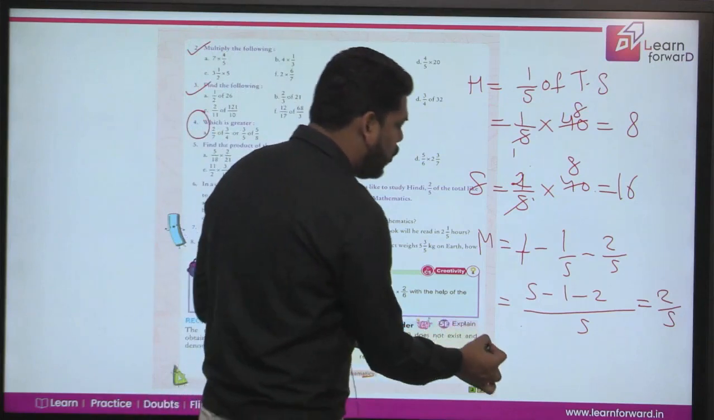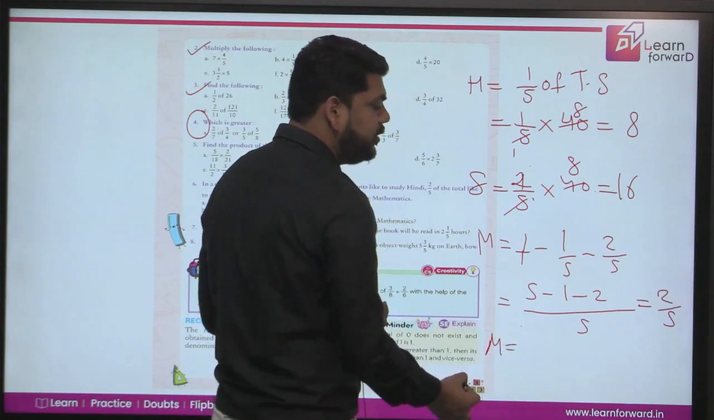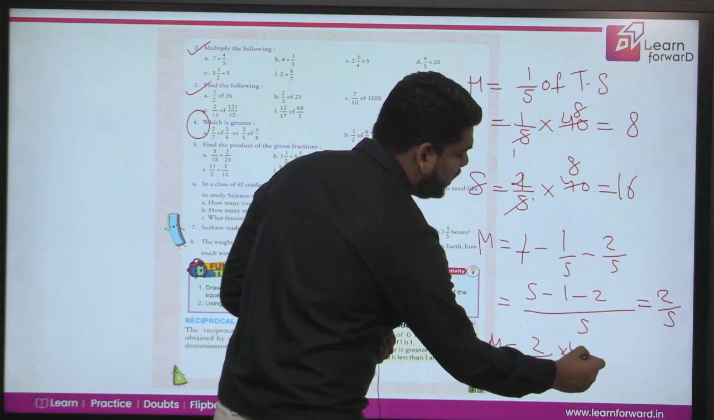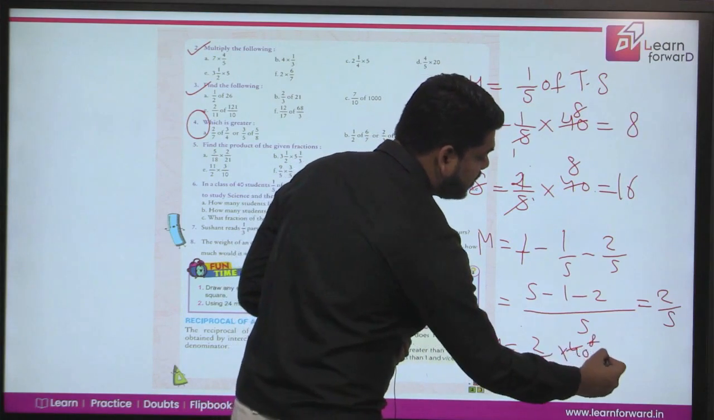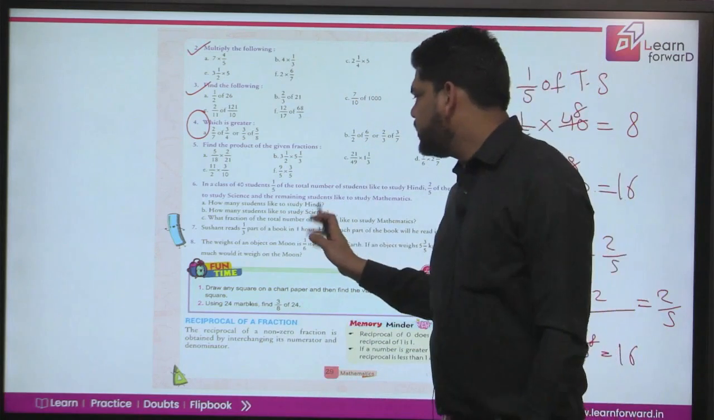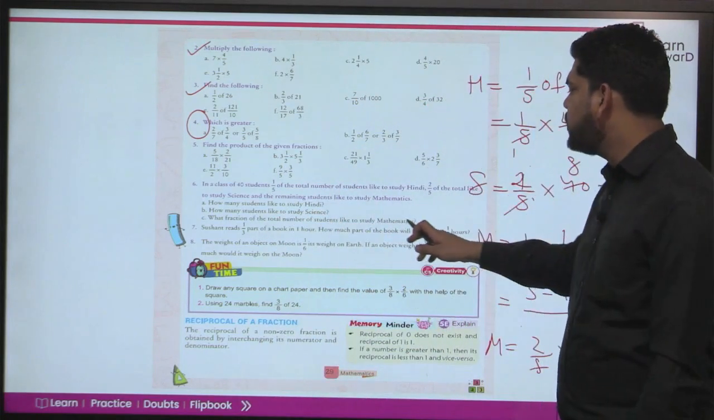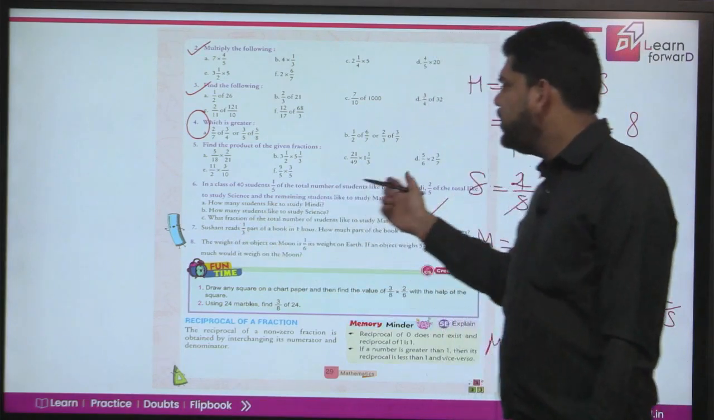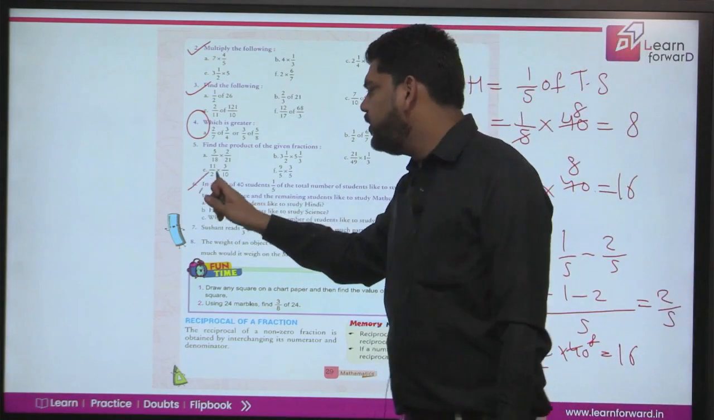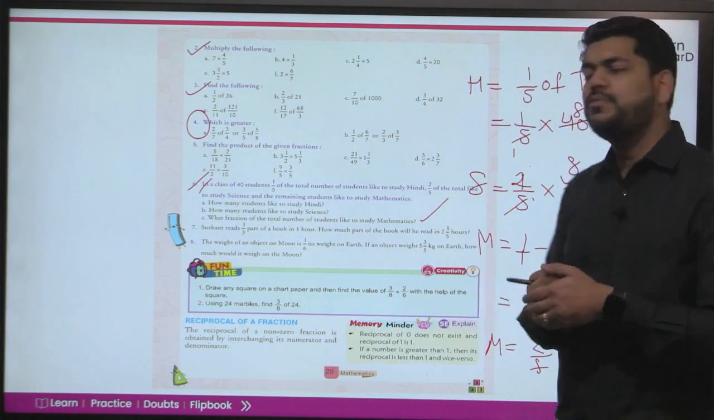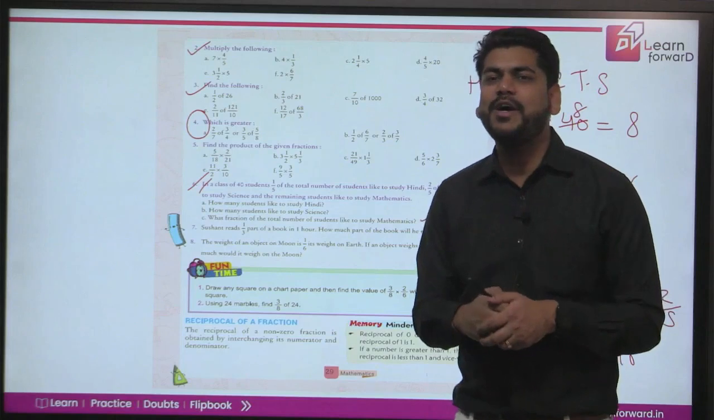So finally, how many students want to read math? 2 by 5 of 40. So again the answer will be 16. This we have already done. What fraction of total students like to study mathematics? Done. So this is question 6 that we have already done. Now since we have done one word problem, I believe the rest both you can do by yourself as homework.